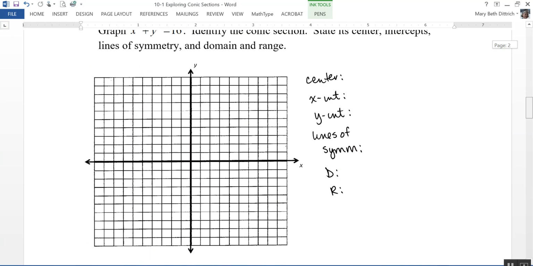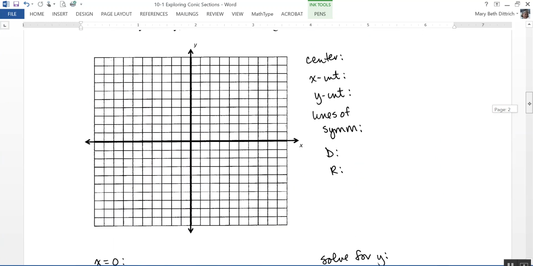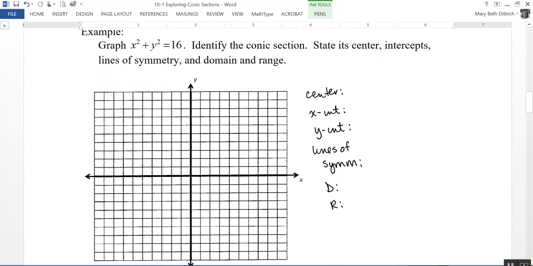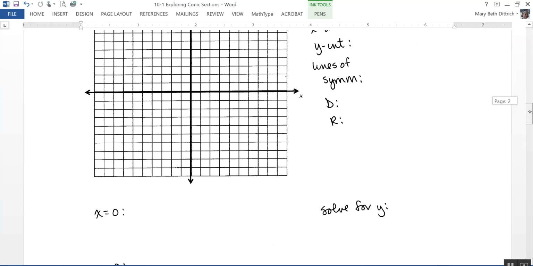So my example says we need to graph x squared plus y squared equals 16. We need to identify the conic section, state its center, intercepts, lines of symmetry, domain, and range. So first thing I want to do, probably the easiest given this equation, is finding the x and y intercepts. So I already started that a little bit down here.